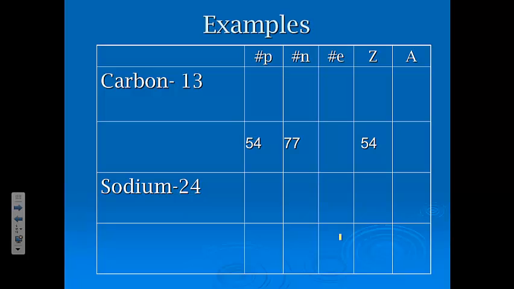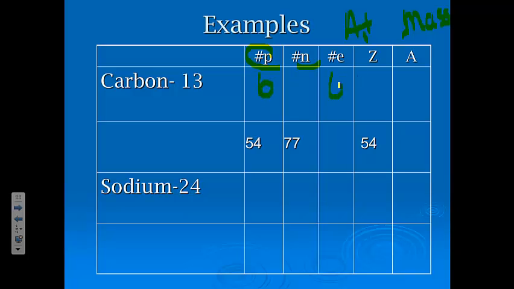So this would be a chart that we should be able to fill out based on what I've already told you. Up here you've got protons, neutrons, electrons, and then remember Z is going to be your atomic number and A is going to be your mass number. If we find carbon on your periodic table, you're going to remember that carbon is the 6th element.